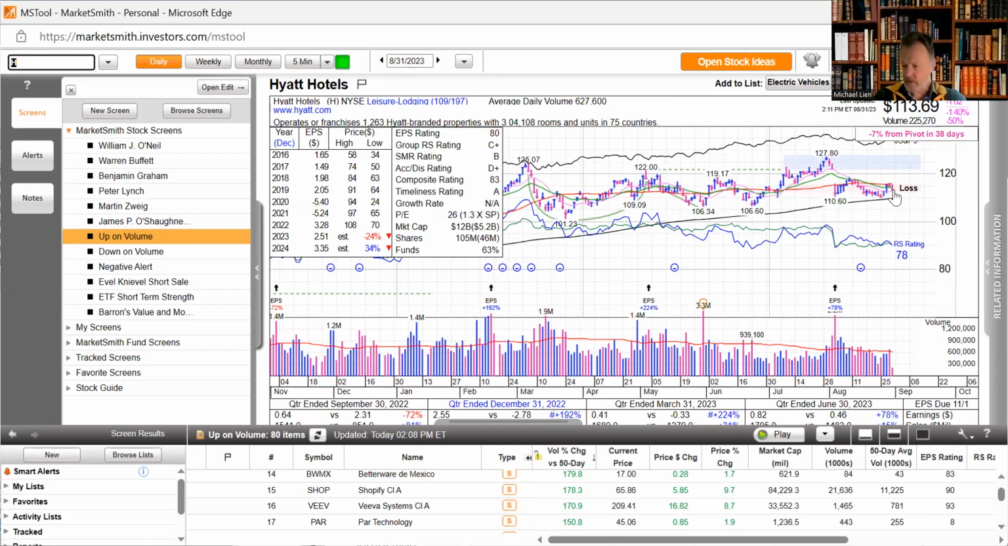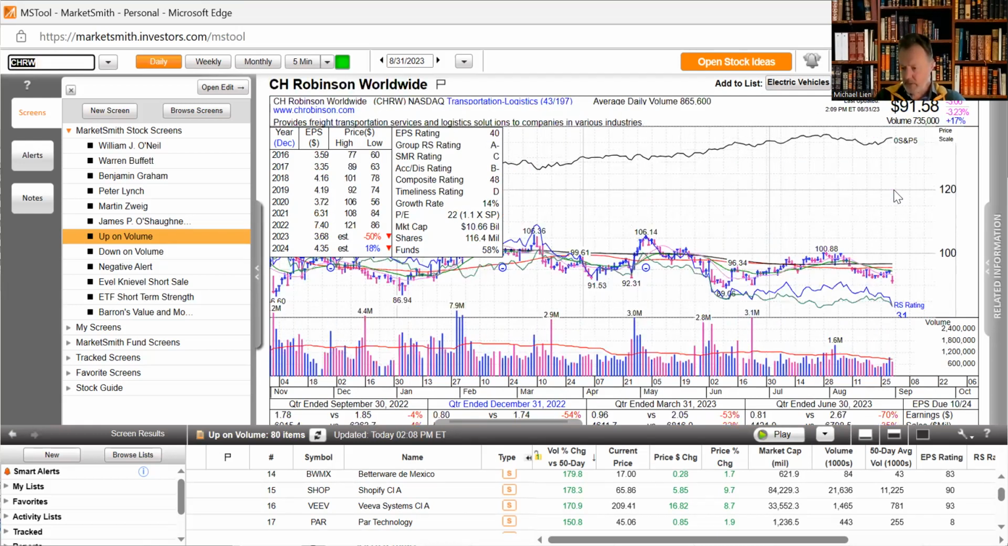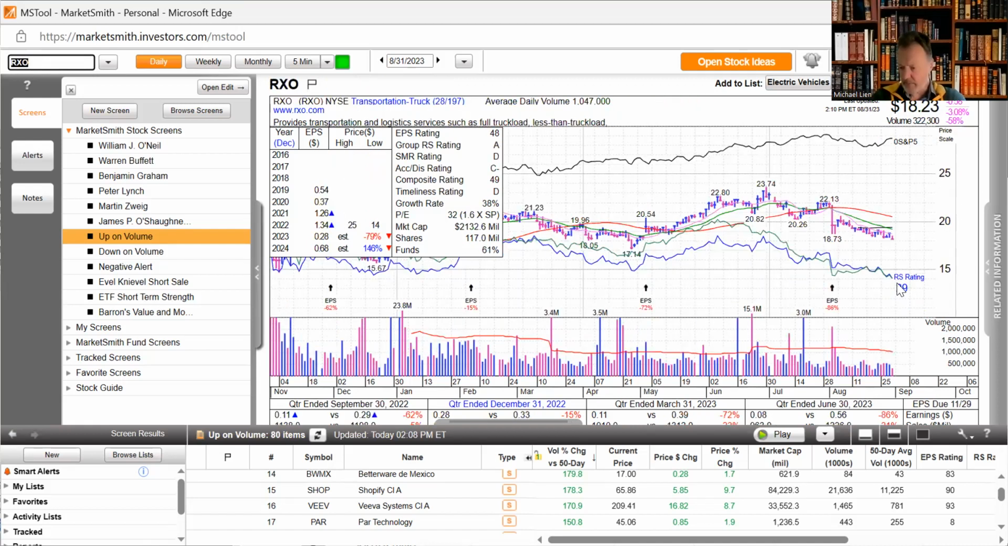Energy, industrials, and materials. C.H. Robinson downgraded to negative from neutral by Susquehanna. And people aren't thrilled with this. This is down 3.29%. RXO, which was a spinoff of GXO, a shipping company, downgraded to negative from neutral at Susquehanna. And you can see the trend continues down. Not the kind of trend you're hoping to see.